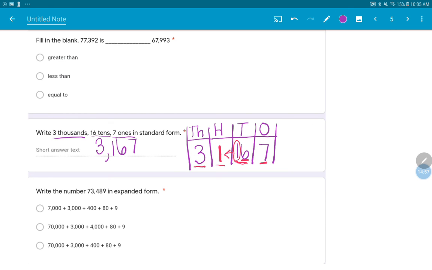All right, last question. We're at the number 73,489 in expanded form. What's that going to look like, Harper? It's gonna look like 70,000 plus 300 plus 400 plus 80 plus 9. Very good.